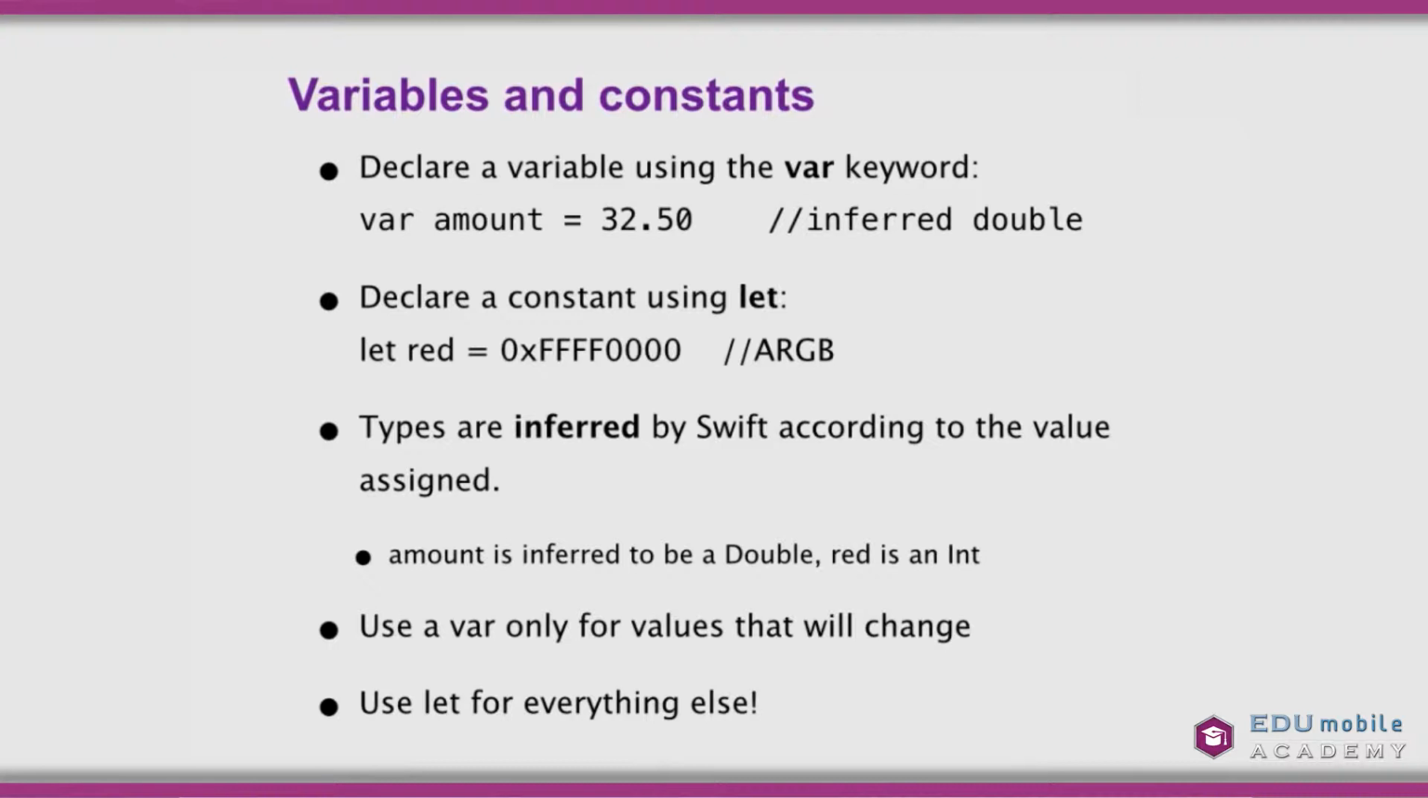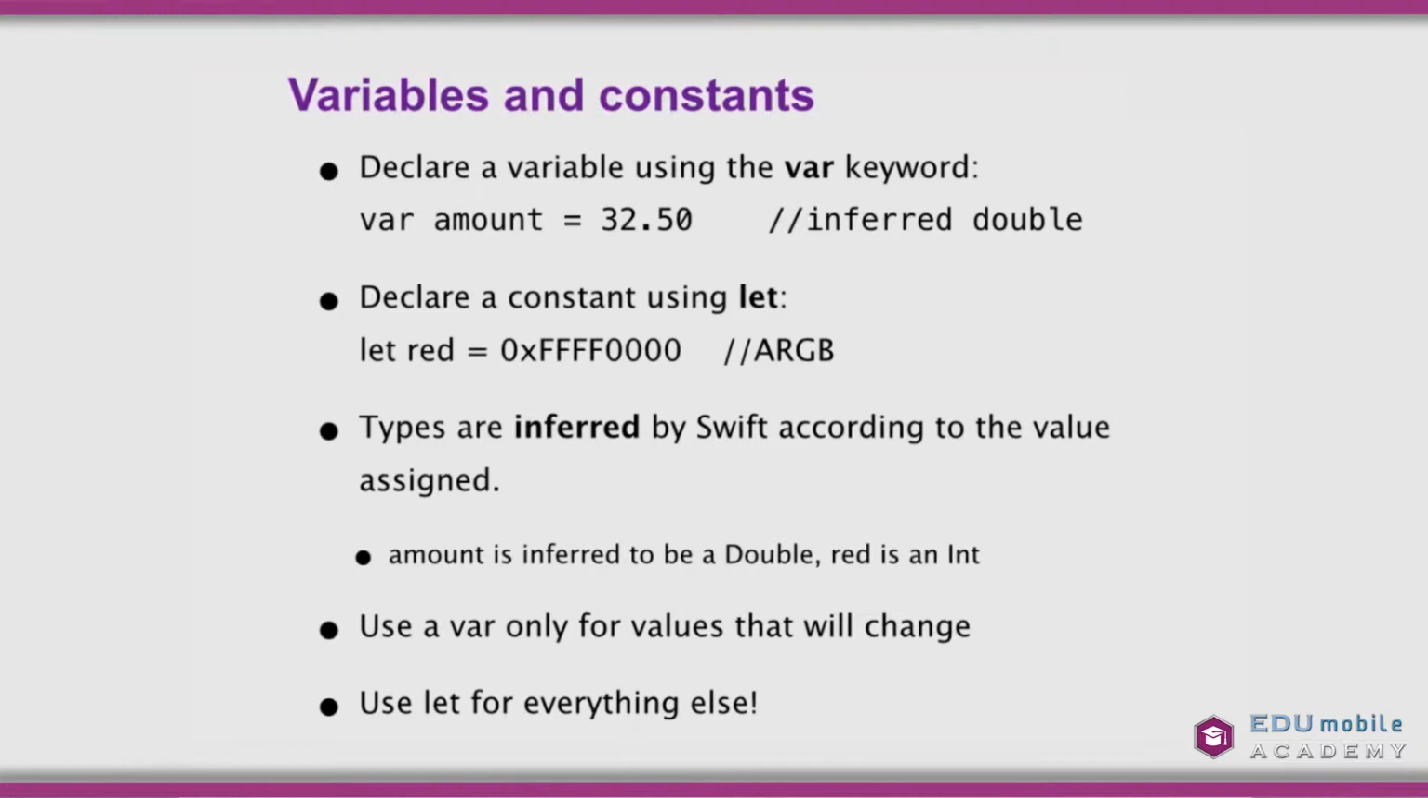And we have a hexadecimal integer. By the way, colors are alpha RGB in 1 byte hexadecimal values if we see them like this. So this is an FF alpha and an FF0000, red, green, blue. So we've already seen types are inferred by Swift according to the value in the assignment. Amount is inferred above to be double, and red is an int.